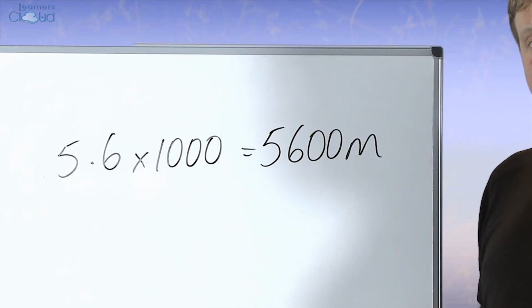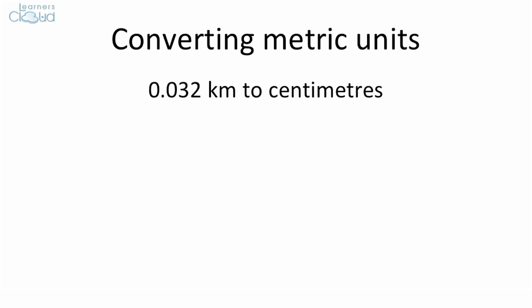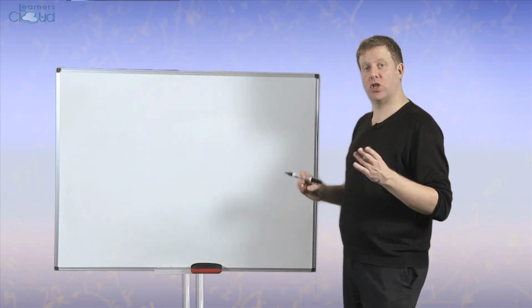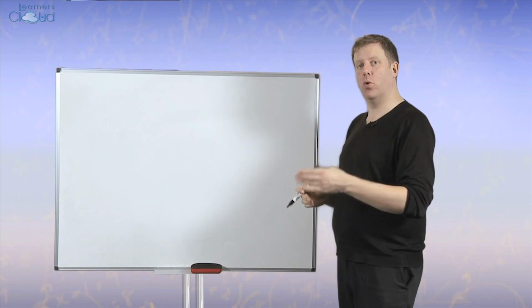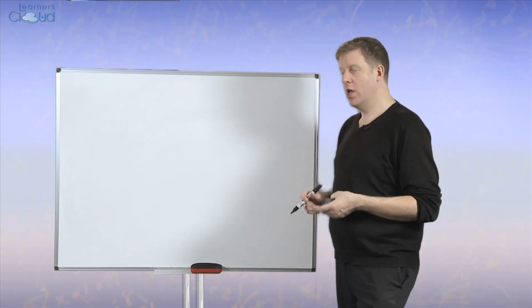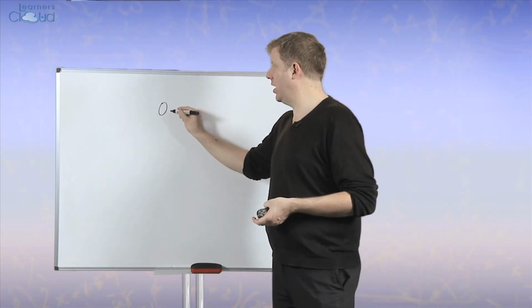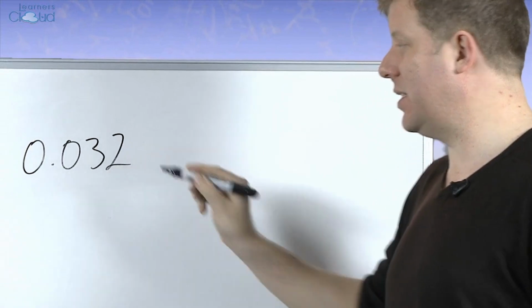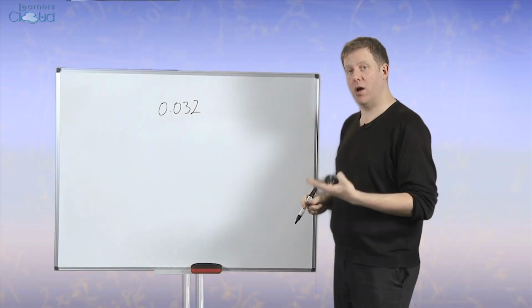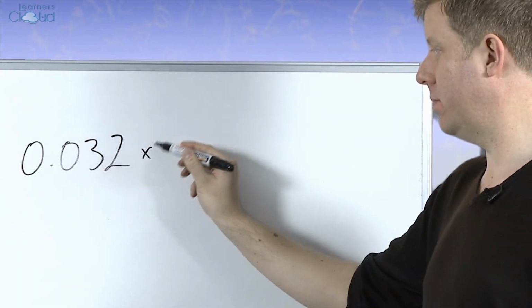5,600 metres. Last example we're going to do is to change 0.032 kilometres to centimetres. So this is now actually not just going from kilometres to metres, but all the way to centimetres. So let's think, if we want to turn kilometres into metres, we have to multiply by 1,000.